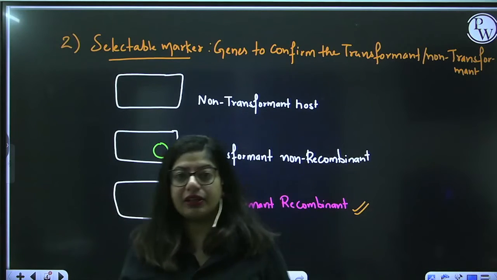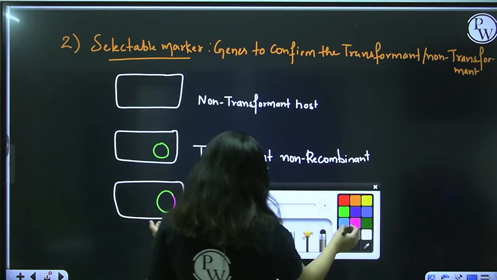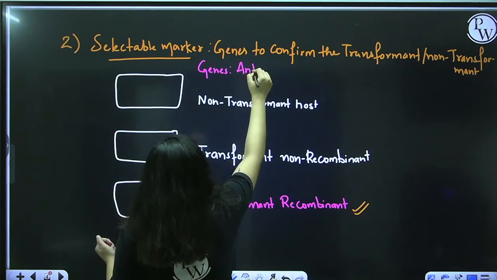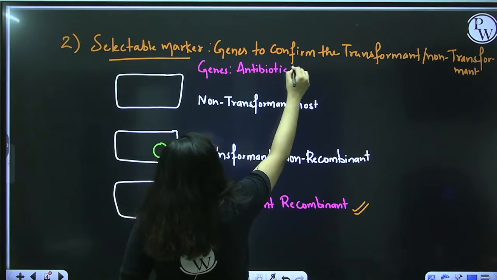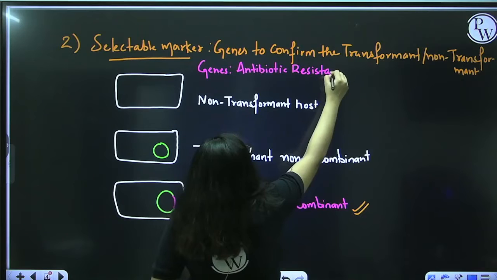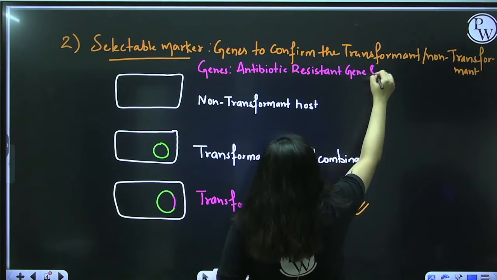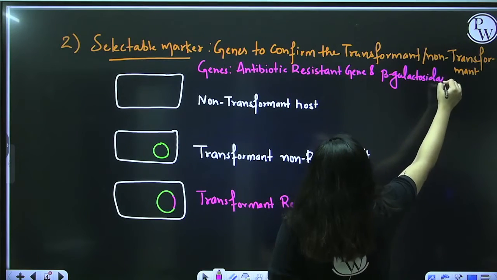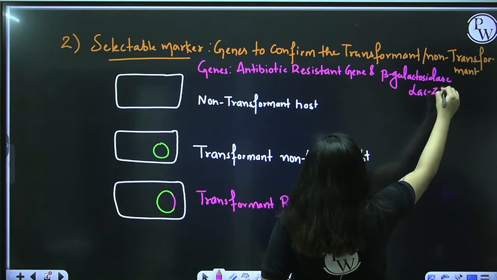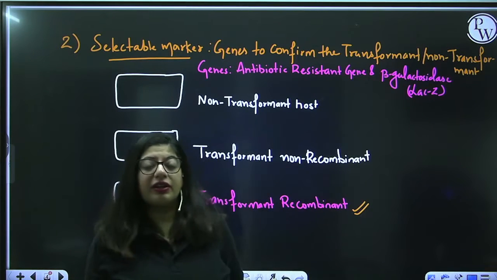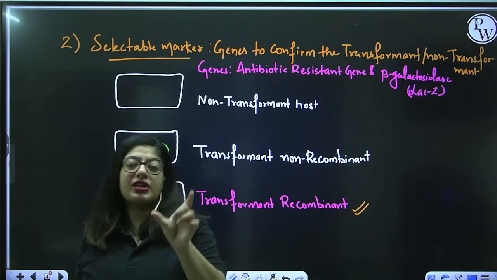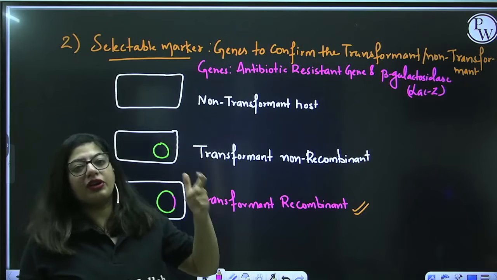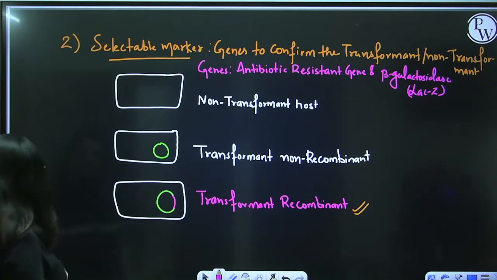Now what kind of genes are these? These are very simple genes. These can be antibiotic resistant genes. And there is one more gene, that is the beta galactosidase producing LacZ gene. The LacZ gene you must have done in the lac operon model, where beta galactosidase is secreted by this gene. Now, if I talk about antibiotic resistant genes, there are different types. Let's see.